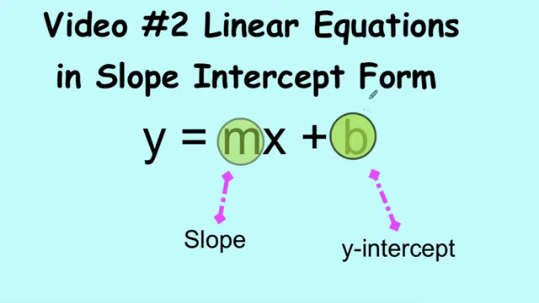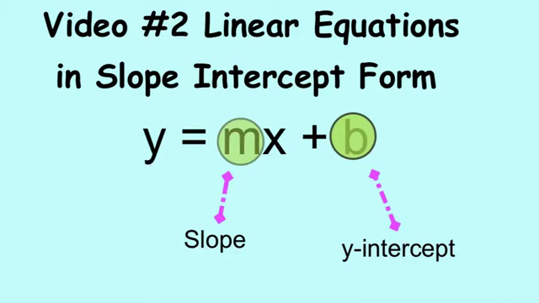Hi everyone, this is video number 2 for your summer work about linear equations in slope-intercept form. Yesterday, in video number 1, we talked about the slope of a line. So let's talk about slope-intercept form, sometimes referred to as y equals mx plus b.